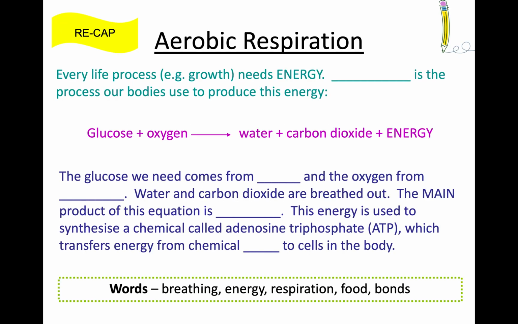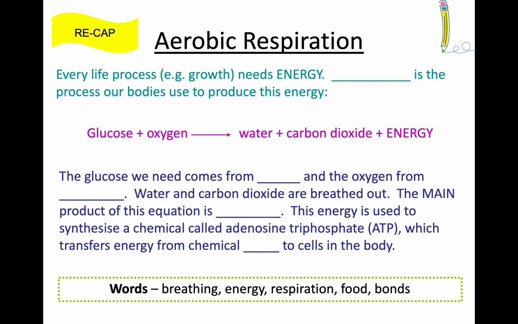Okay, so quick question about aerobic respiration. The keywords here are fill in the blanks. I want you to do these in your book. So the statement is: every life process, for example growth, needs energy. Dash is the process our body uses to produce this energy. I want you to then complete all the missing blanks.